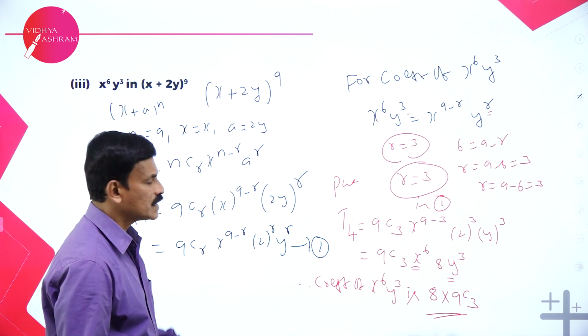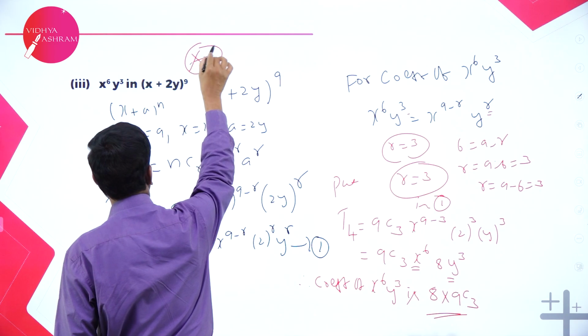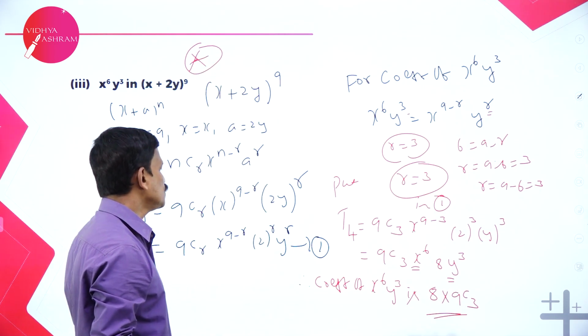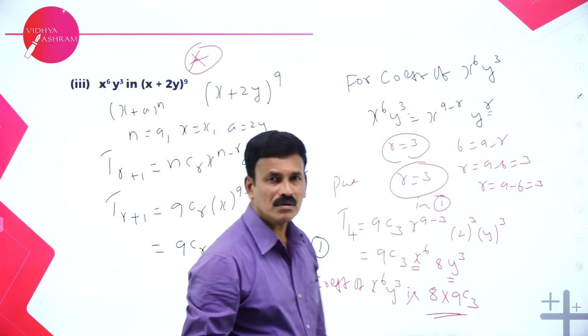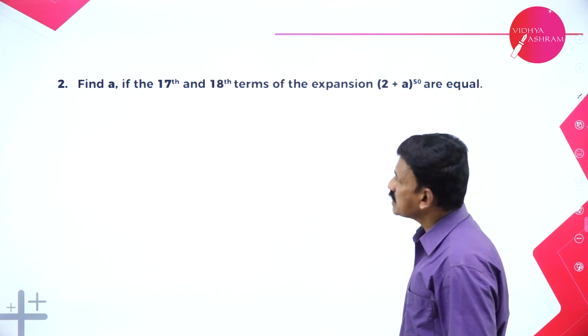That's it. So very simple and very important problem for the point of examination. You may expect this for 5 marks. So the coefficient of x^6 y^3 is 8 into 9C3, which is the required answer. Okay, hope you followed. Now next, move on to the next set of problem.